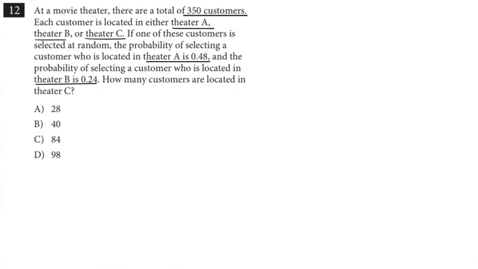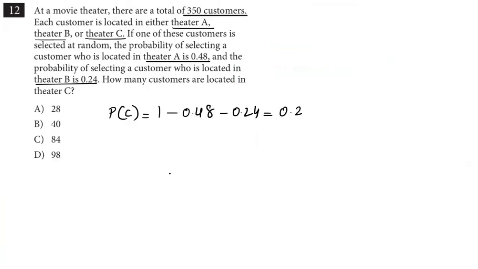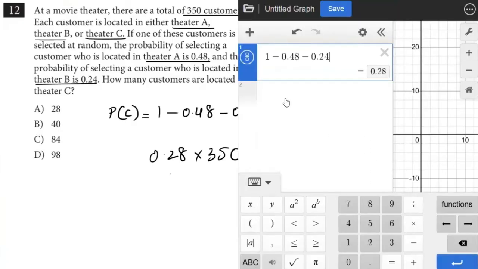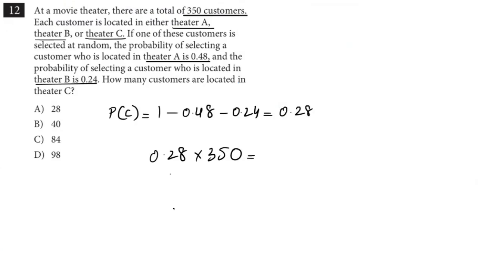We do not have the probability of C, so I can subtract 1 minus 0.48 minus 0.24. This gives me the probability of someone at theater C. So let's get this value. 1 minus 0.48 minus 0.24. So the probability of any customer at C is 0.28, right? So now I can multiply this number with 350, and that will give me the total number of people who are in theater C. So I can multiply 0.28 times 350, and that gives me 98. So D must be the correct answer.